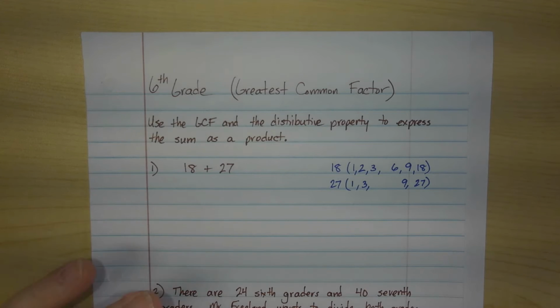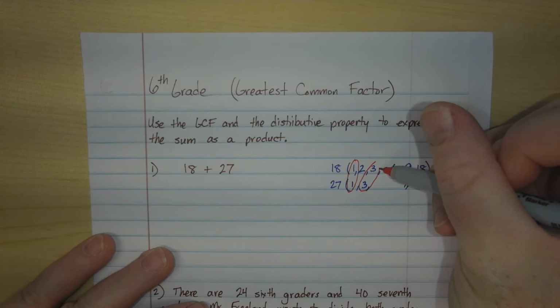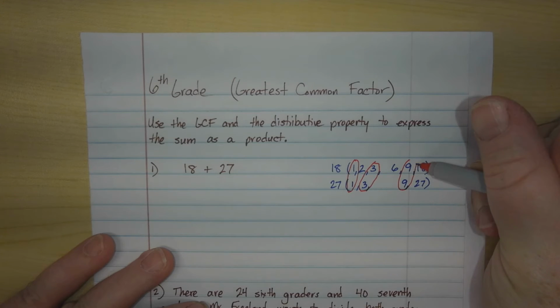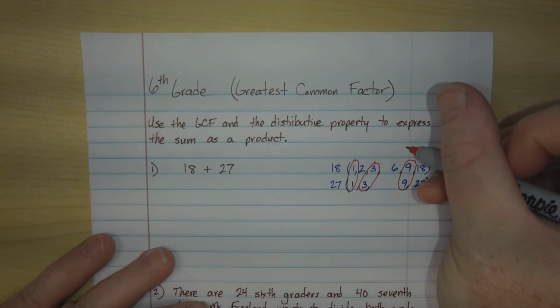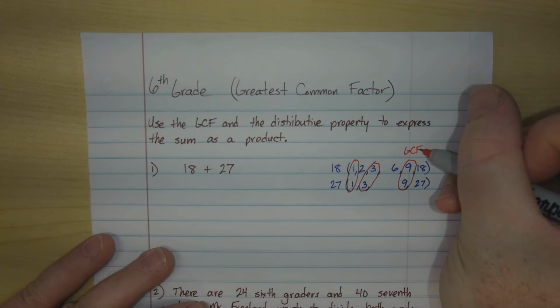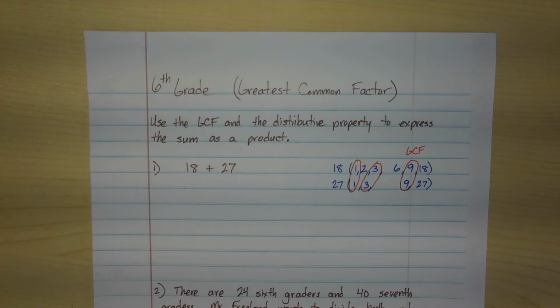Of course, 1 is always going to be a common factor. 3 is also a common factor. And 9 is also a common factor. But the greatest of all 3 is this one. So this is the greatest common factor. Now, how does that help here in this problem with 18 plus 27?